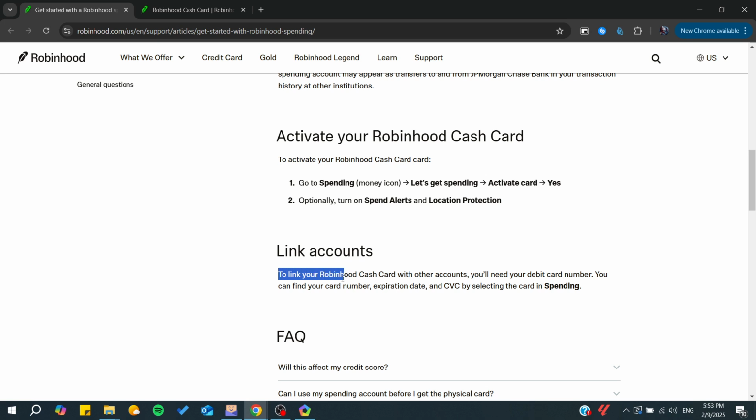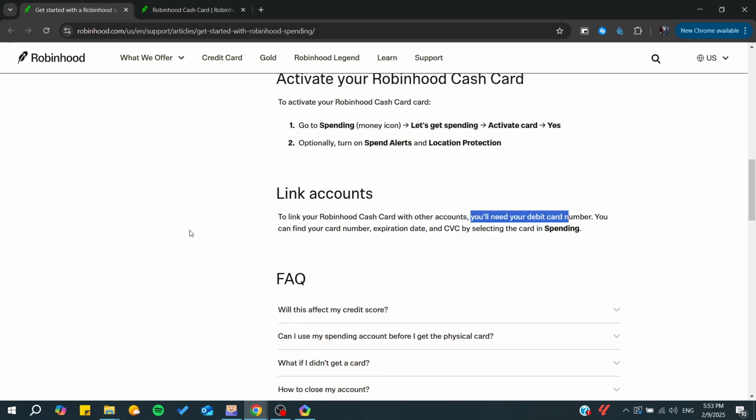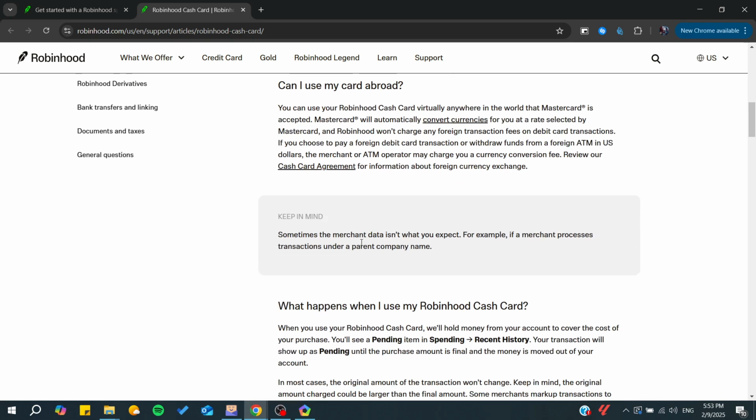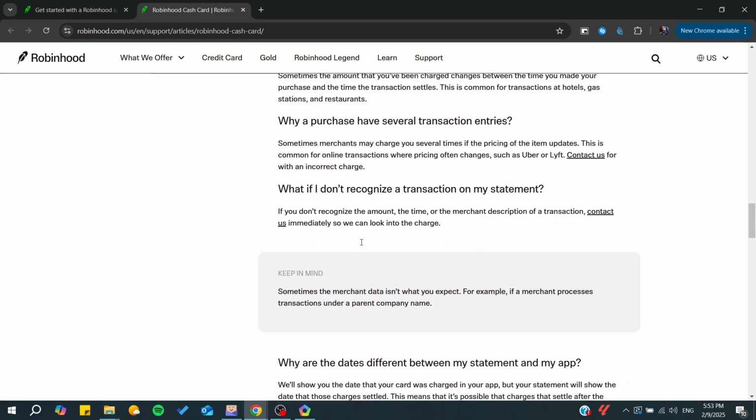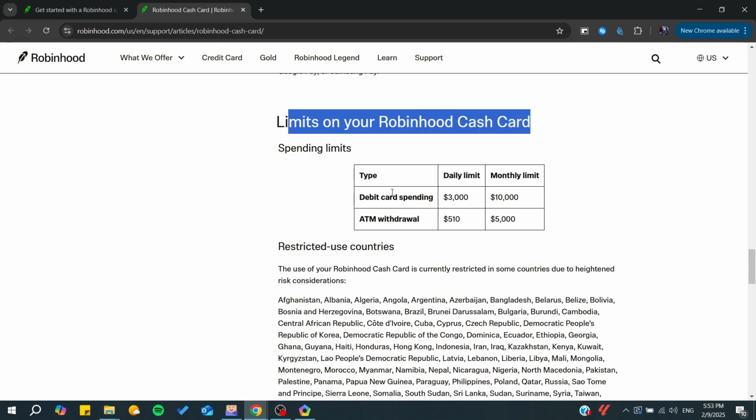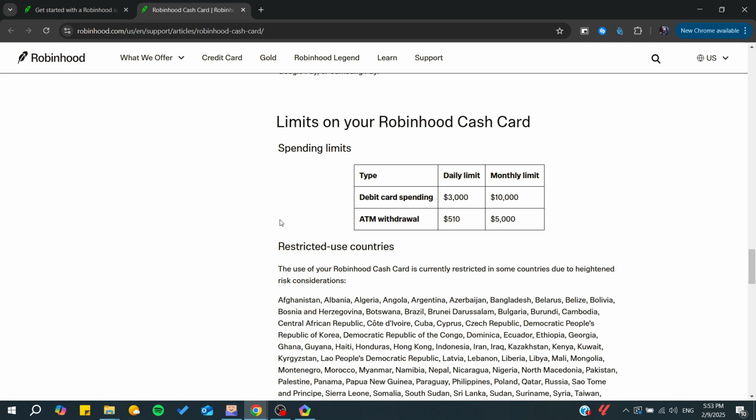And basically you can also link your Robinhood cash card with other accounts if you want, and you will be needing your debit card number, of course. And basically those are also some information about the cash card. And as you can see, it has some limits that you can find here. So as you can see, there are some limits on your Robinhood cash card, and those are the limits, etc. So basically, this is how you can do it.